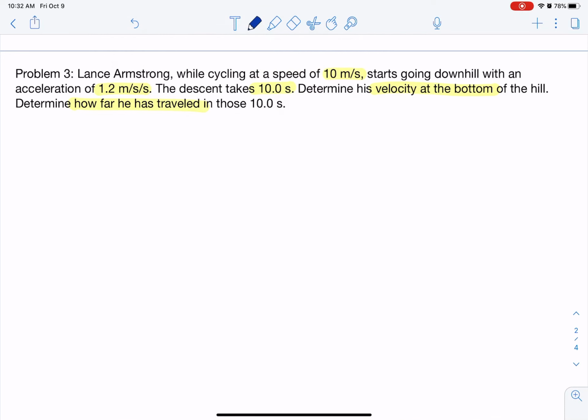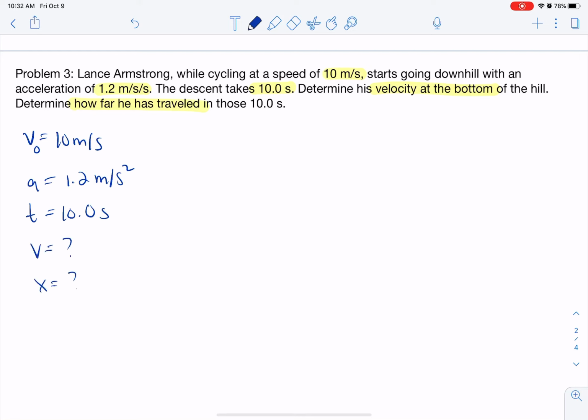Let's do it together. We have initial velocity is 10 meters per second. We have an acceleration of 1.2 meters per second squared. We have a time of 10 seconds, and we're looking for a final velocity, and we're looking for how far he traveled, which is going to be a final position.